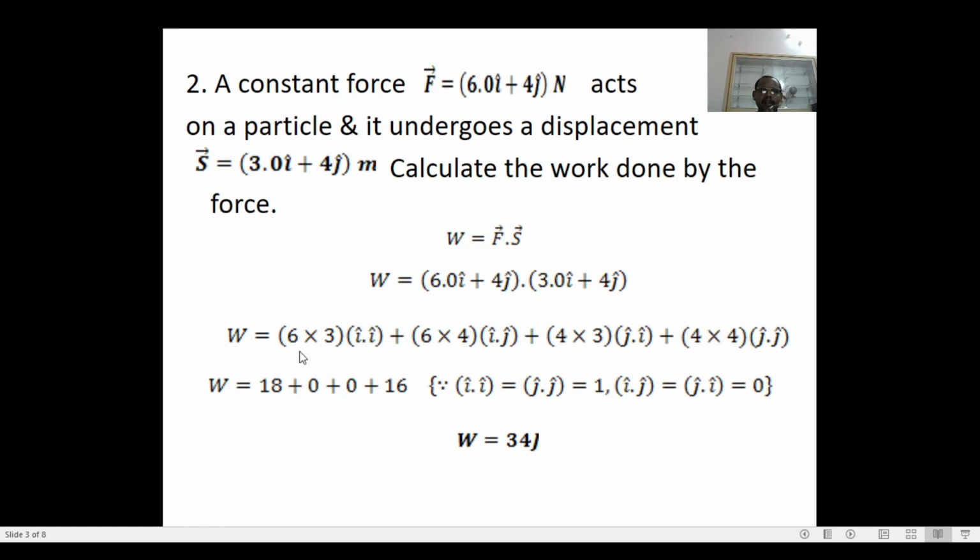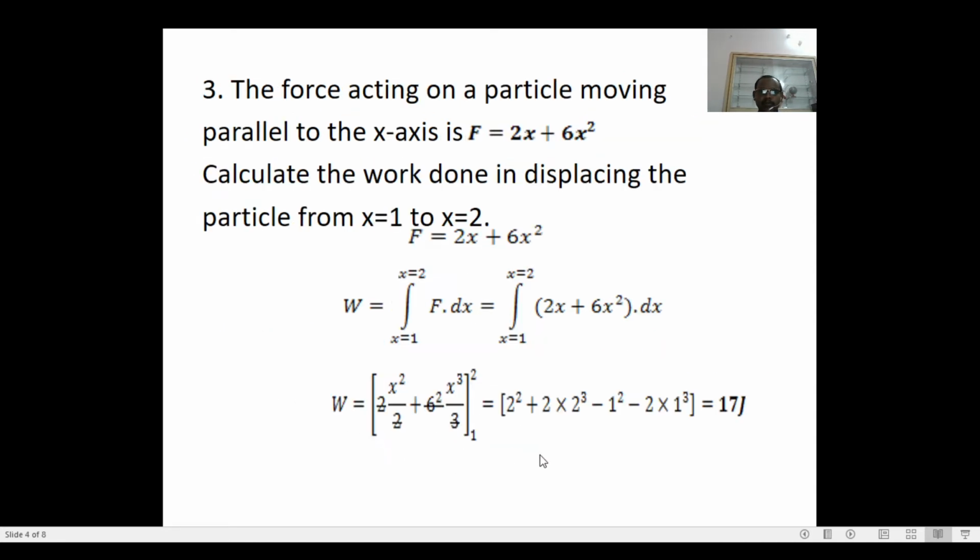Now, first term is 6 into 3, which is 18. Second term is 0. Third term is also 0. Fourth term 4 into 4 is 16 into 1. Simplify it. Finally, I will get W is equal to 34 joule.